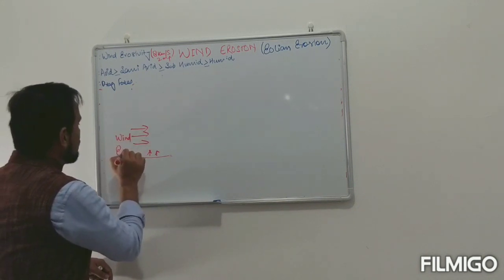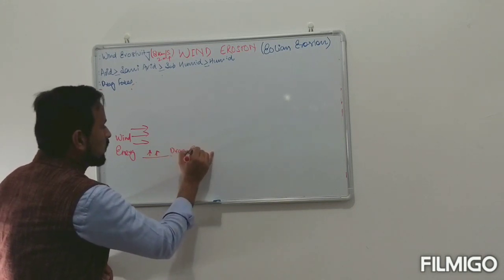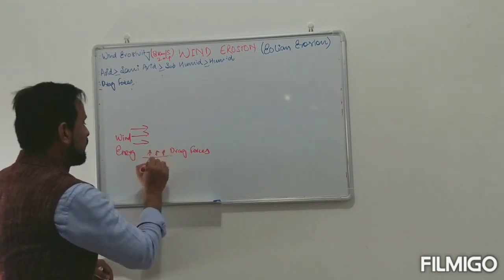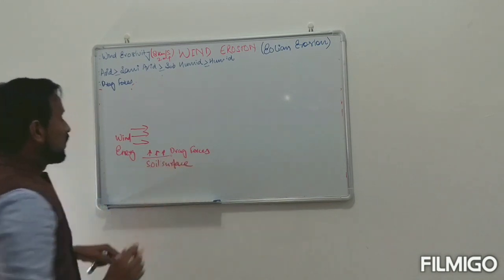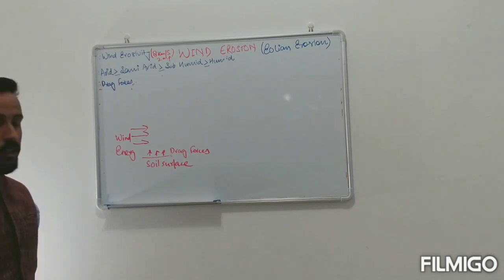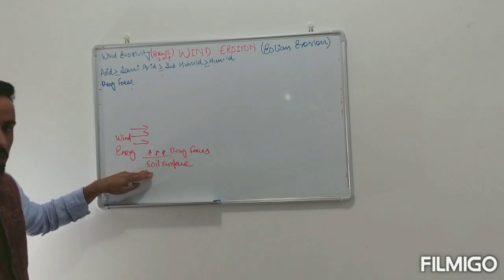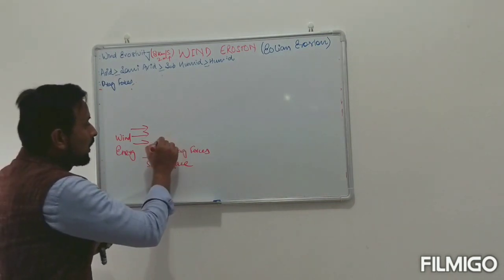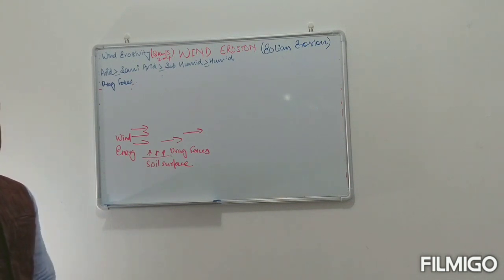Wind energy. This is your drag force, right? Drag forces, right? And this is your soil surface, right? So in arid or semi-arid regions, the soil surfaces are loose because of less amount of rain. So when wind energy will move, it will be easier for the wind to take away the soil particles in this direction because the drag force will be less, right? Soil will be less aggregated.